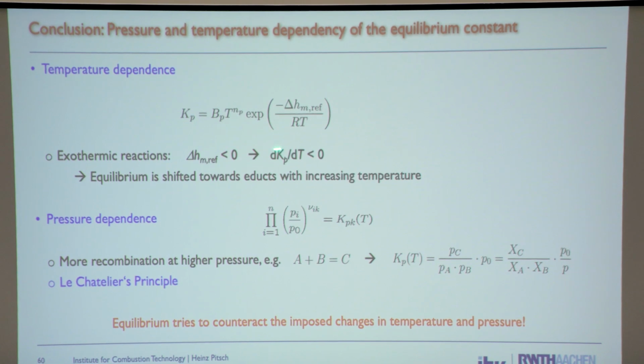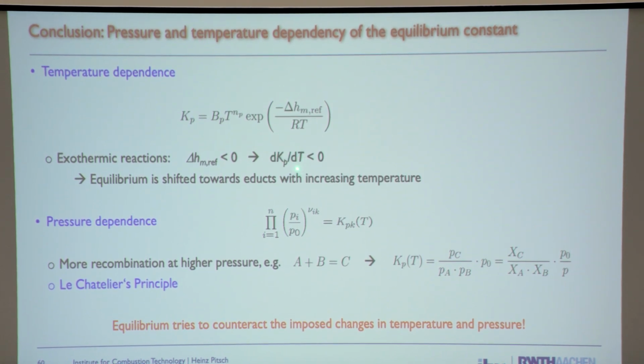I can take the derivative here, dK/dT, and then for an exothermic reaction, where the reaction enthalpy is negative, this change here also becomes negative, which means exactly what I just said. Equilibrium shifts towards the reactants when the temperature is increased, if you have an exothermic reaction.